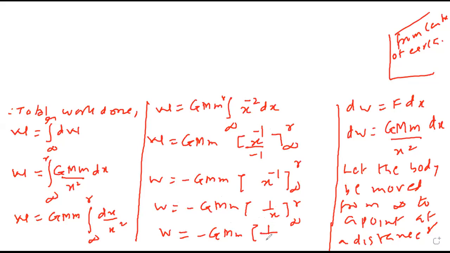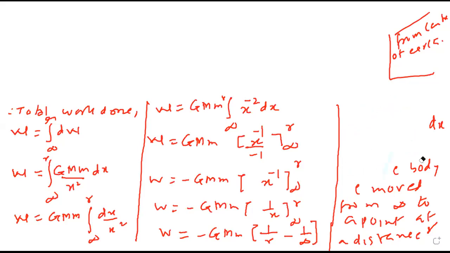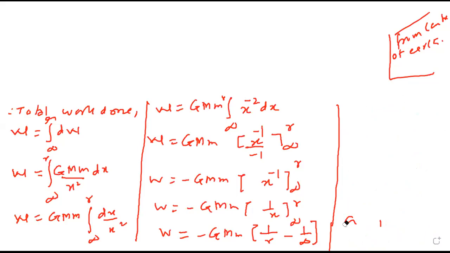How to solve this? Wherever you see the variable, put the upper value, that is small r, minus 1 upon infinity. 1 upon infinity means what? 0. So we get work done W equals minus G M m in bracket 1 by r minus 1 by infinity, which is 0. So W equals minus G M m times 1 by r minus 0. So W upon small m becomes minus G M by r.